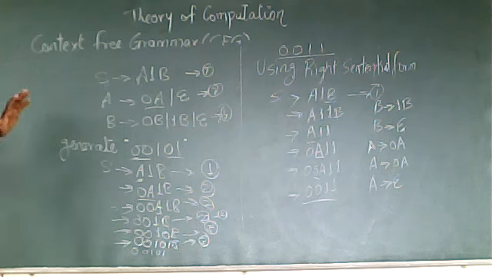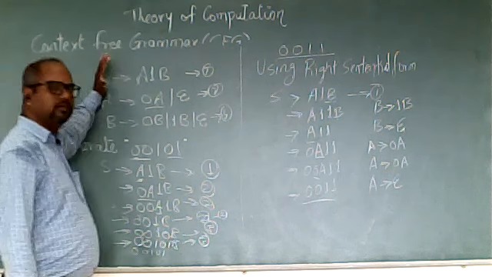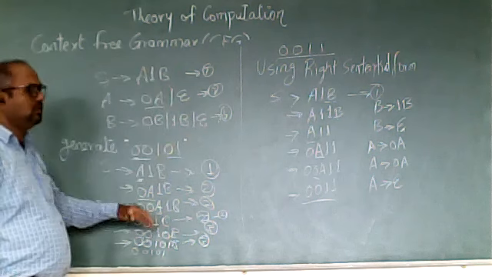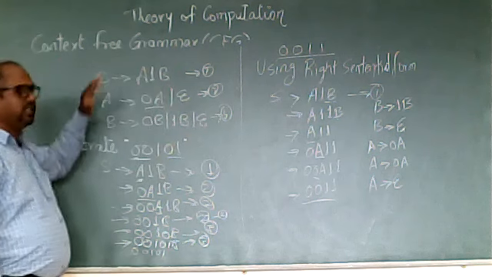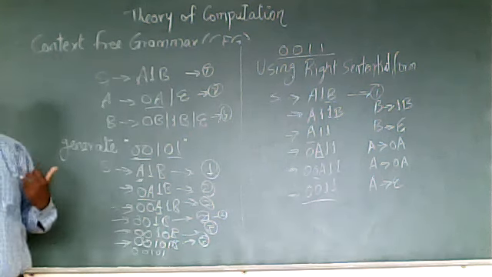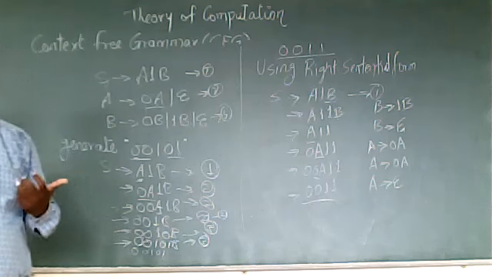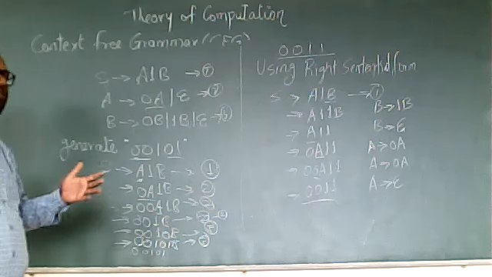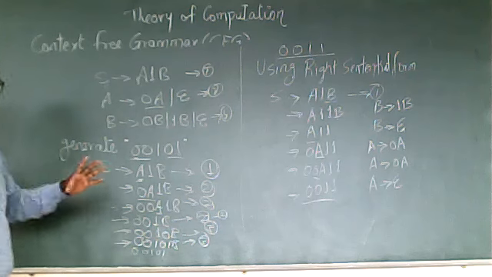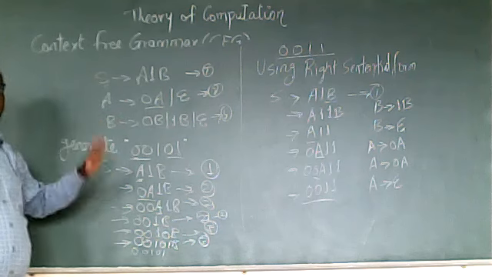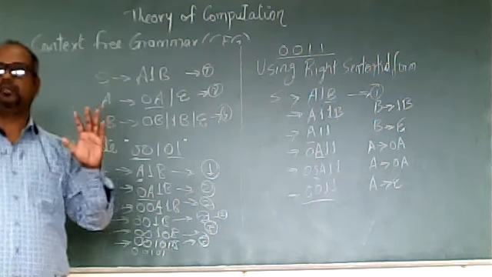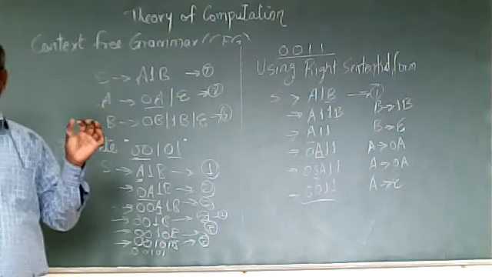Now the basic thing: why is it called context-free? It is a grammar, and grammar means rules. These are the productions. Why is it called context-free? Context means surrounding, environment. Context-free grammar means whatever the surrounding is, whatever the problem statement is, this production will remain the same. The environment is not going to change the production for the same language.